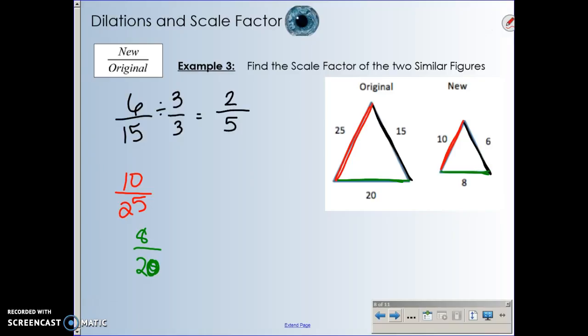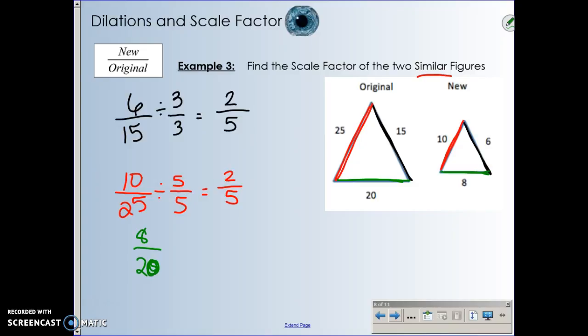Now I need to get the same exact fraction for all 3, because if I don't, A, I did something wrong, or B, the shapes aren't actually proportional. They're not similar. But since it tells us they're similar up here, I'm going to assume that I've done something wrong if I don't get the same fraction. This one I can divide both by 5, and I get 2 over 5. Good. Same fraction so far.